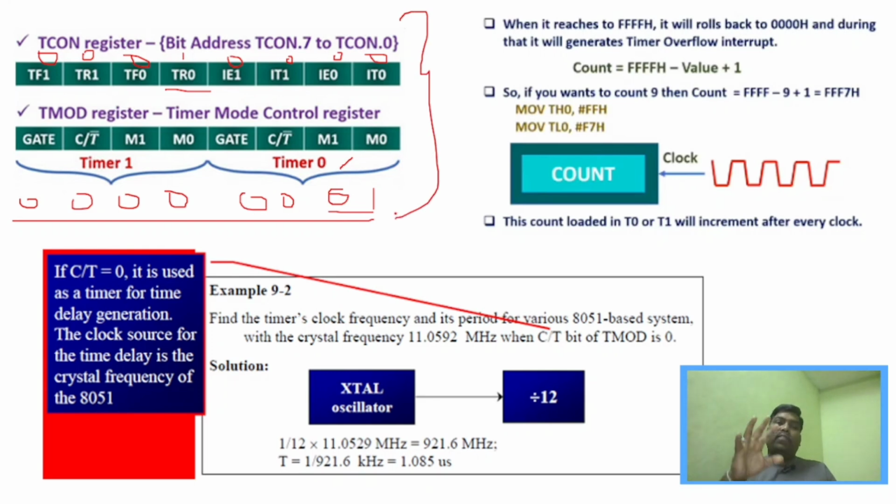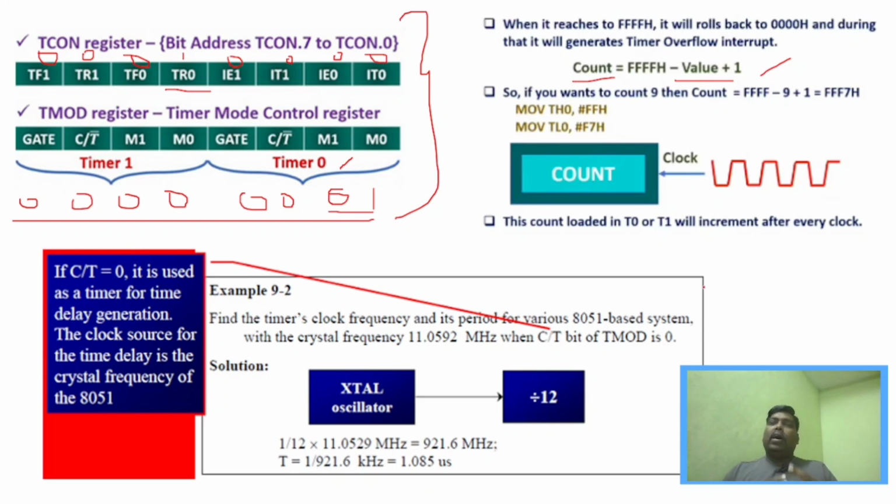And as soon as we configure this timer register, we have to give the count value. We know how to find the count value. This is the formula which we have discussed: count is equal to FFFFH minus value plus 1. If it is a normal count program where there is a count value, we can directly subtract that and find the exact count.